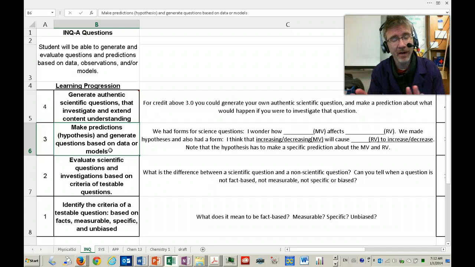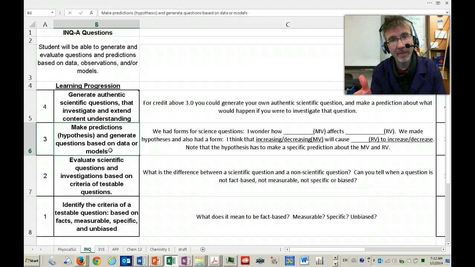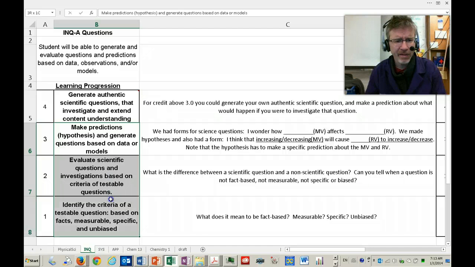We also made hypotheses, or hypothesis, and we had a form. I think that increasing or decreasing a manipulated variable will cause the responding variable to increase or decrease. And you have to fill in those blanks. You have to, in your hypothesis, make a specific prediction. You can't just say something will affect something else. You have to tell me specifically and measurably, if I change something, something else will happen. And what exactly is that something else that will happen? So that's level 3. Get all of those things, and you're acing the Inquiry A science questions standard.